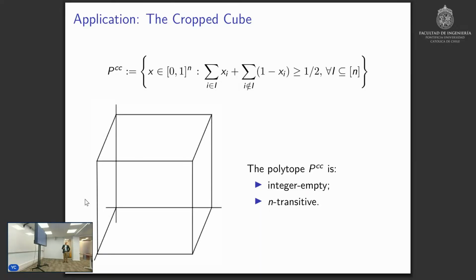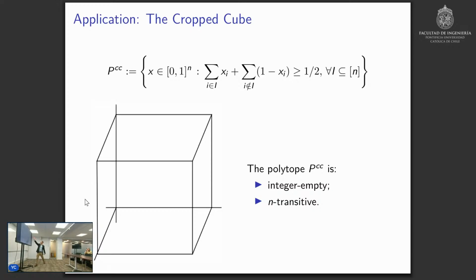Now let's apply our theorem to another object. This is called the cropped cube. The formulation is a bit nasty: you have that sum over all of those subsets of n, etc. But in 3 dimensions, there's a nice way of describing this object. So you start from the cube, in 3 dimensions, right?